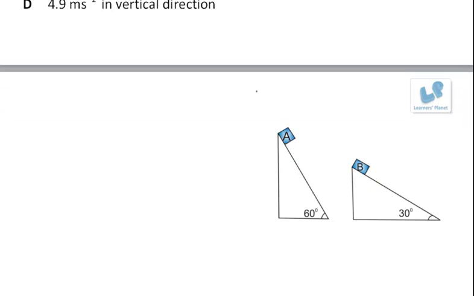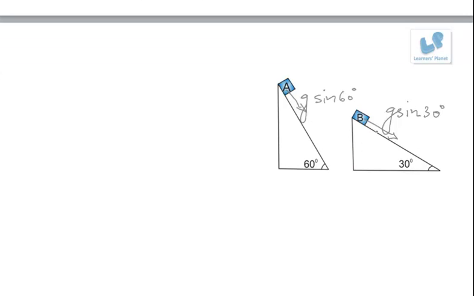Now we know that the acceleration of block A along the incline and the acceleration of block B along the incline is given by g sine theta, where theta is 30 degrees for one and g sine 60 degrees for the other. Now if a particle has an acceleration, let us say A, then if this angle is theta, its horizontal component will be A cos theta and its vertical component will be A sin theta.